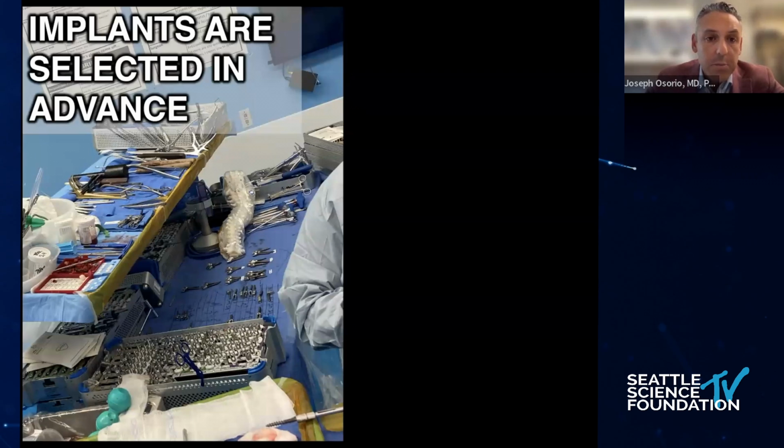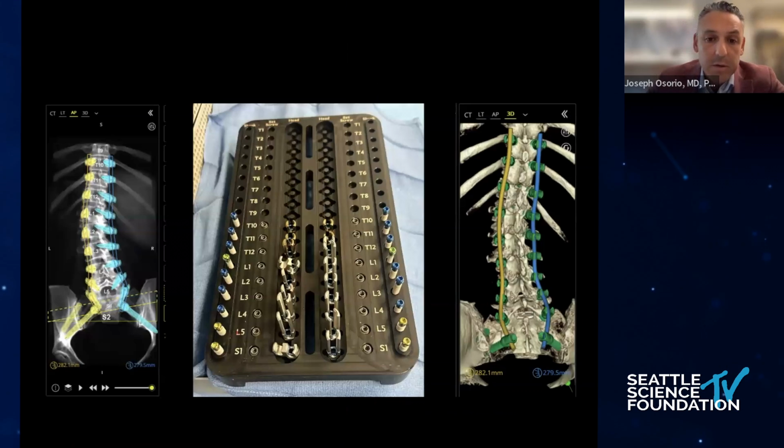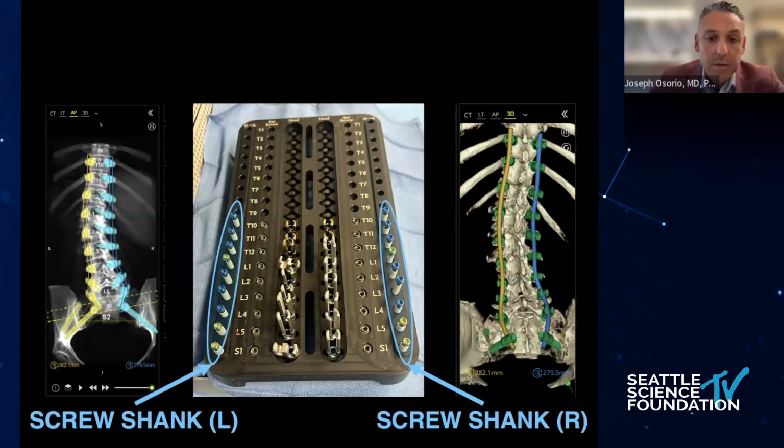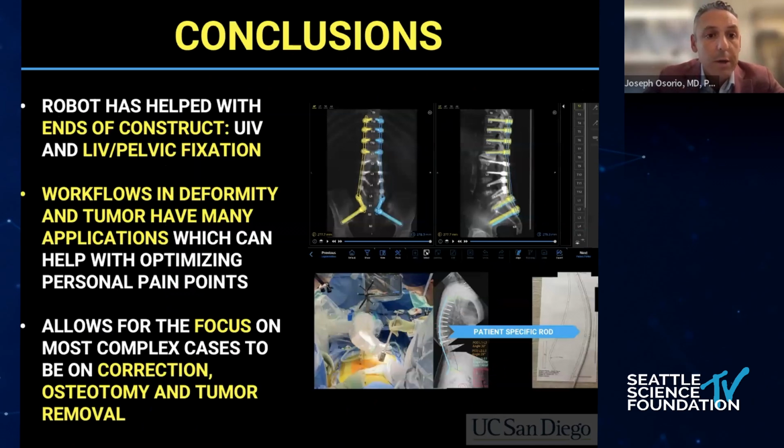As you know, with robotics, your implants are already selected. This is what my room would look like a few years back. And now that we use the modular system and we have all the screws labeled out for these cases before the heads, everything sits on a tray. And so it ends up being much more seamless for the scrub tech, and they really like doing that system in that way. So I'll just end there.